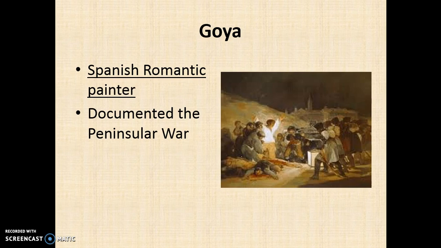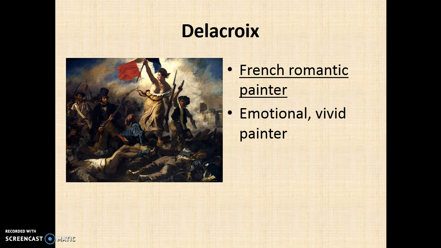And some of the artists from the Romantic era include Goya from Spain. He documented the Peninsular War as he experienced it in Spain. And then we also have Delacroix from France, who painted the images of the French Revolution. Both of these painters painted very emotional, very lifelike, vivid images that have become very popular in modern history.